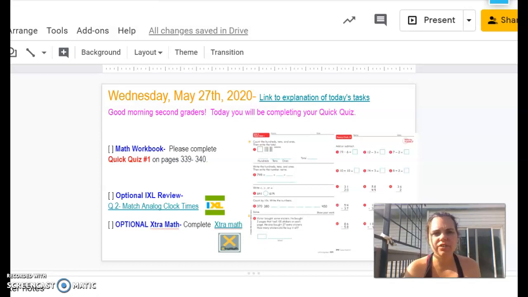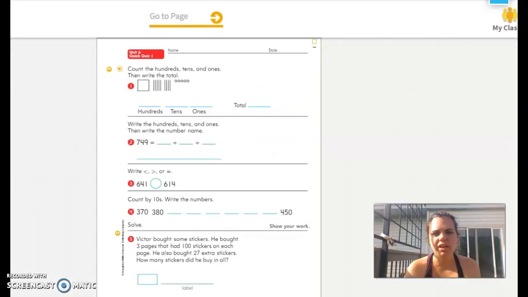So the first thing you're going to do is open up to page 339 to 340. Number 1 says count the hundreds, tens, and ones, then write the total. So how many hundreds are there? How many tens? How many ones? What is that number? Here you're going to break apart 749.